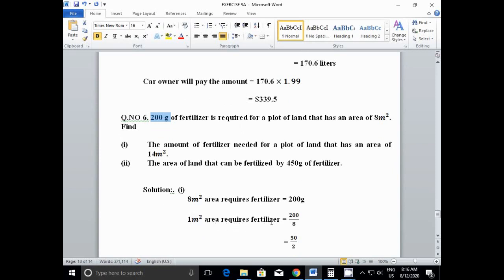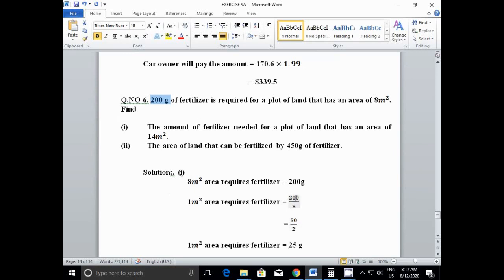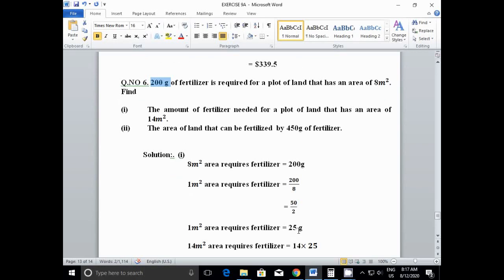Now 200 and 8 both are divisible by 4. So let's divide this numerator and denominator by 4. We get the fraction 50 divided by 2. Now 50 can be divided by 2. We get 25, which is the required amount of fertilizer for 1 meter square area. We have given amount of fertilizer for 8 meter square area. We have calculated amount of fertilizer for 1 meter square area, which is 25 gram.